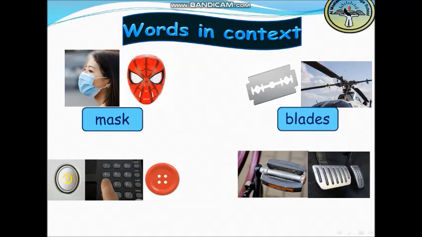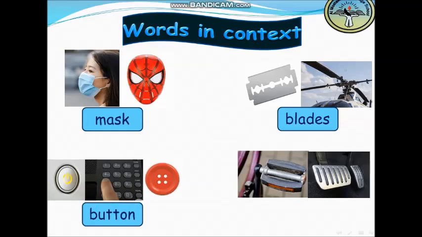Okay, now the word button. The word button may mean the buttons we see on our laptops or in the telephone, or the buttons which are on our shirts. So those are buttons.